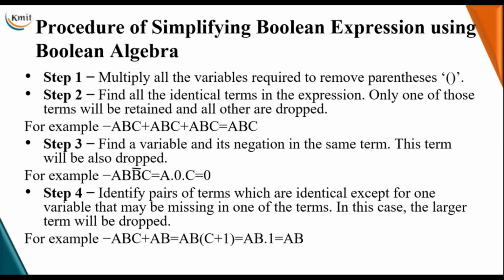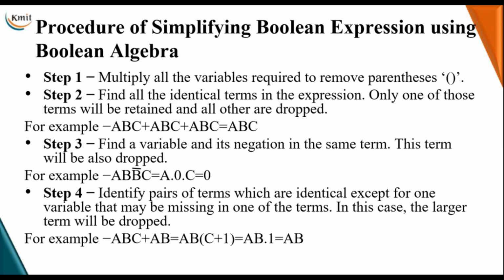Step 2 is to find all the identical terms in the expression. Only one of those terms must be kept in the minimal expression and the remaining will be dropped. For example, if a product term ABC arrives 3 times in a given expression, I keep only one product term in my minimal expression and the remaining 2 must be dropped. We call these redundant terms. Repeated terms of the expression are called redundant.